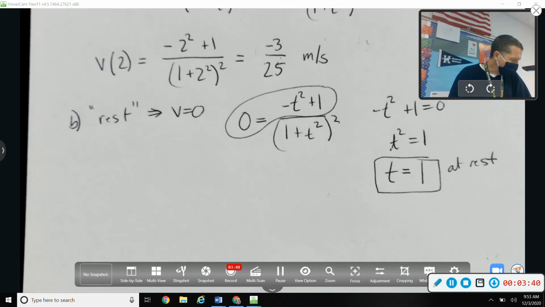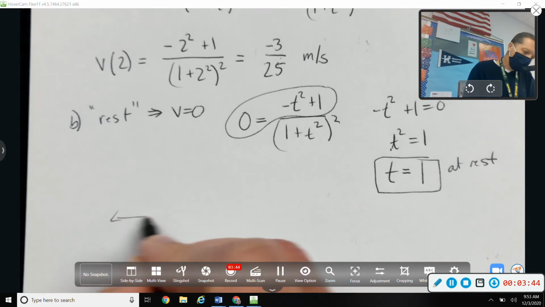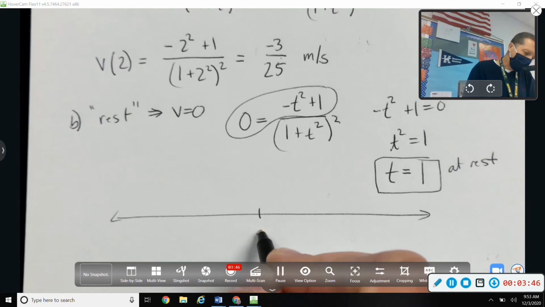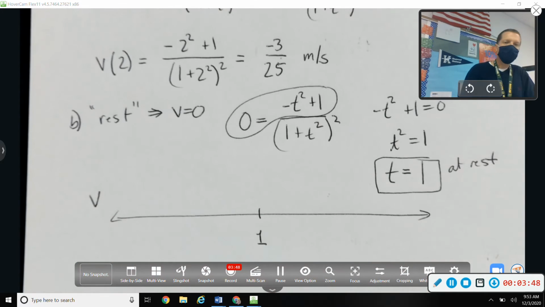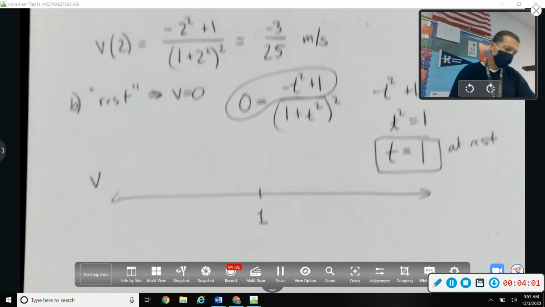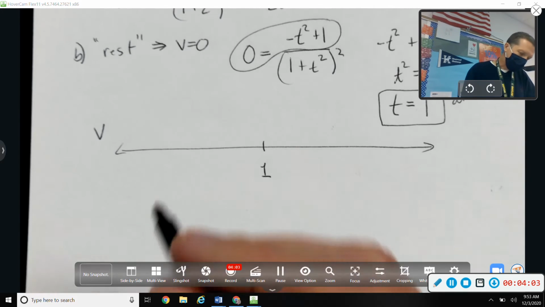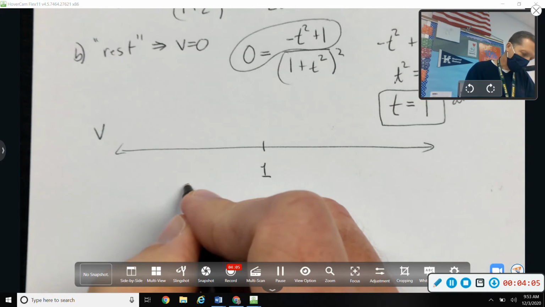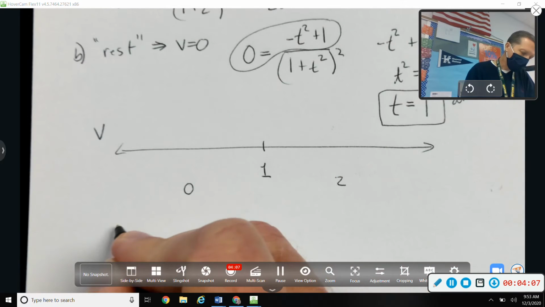But it wanted to also know when is it moving to the left and to the right. So I'm going to do a velocity number line for intervals to figure out. And we've done this before with the first derivative test. Where is it increasing? Where is it decreasing? Where is velocity positive? Where is it negative? And that'll tell me where I'm moving to the right or to the left. So I can test 0 and I could test 2.